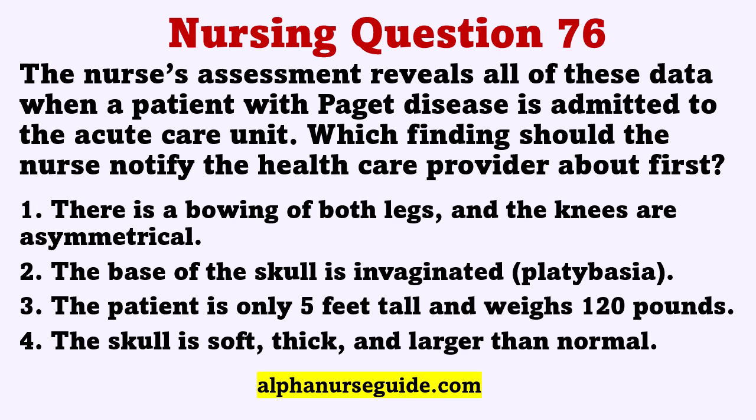The correct answer is 2. The base of the skull is invaginated, platybasia. Rationale: platybasia, basilar skull invagination, causes brainstem manifestations that threaten life. Patients with Paget disease are usually short and often have bowing of the long bones that results in asymmetrical knees or elbow deformities. The skull is typically soft, thick, and enlarged.